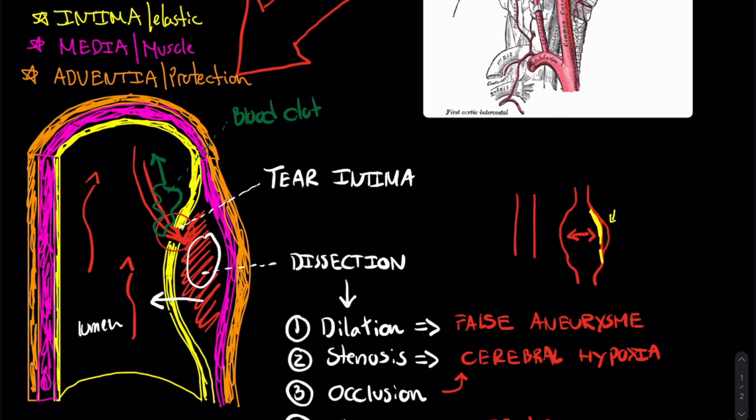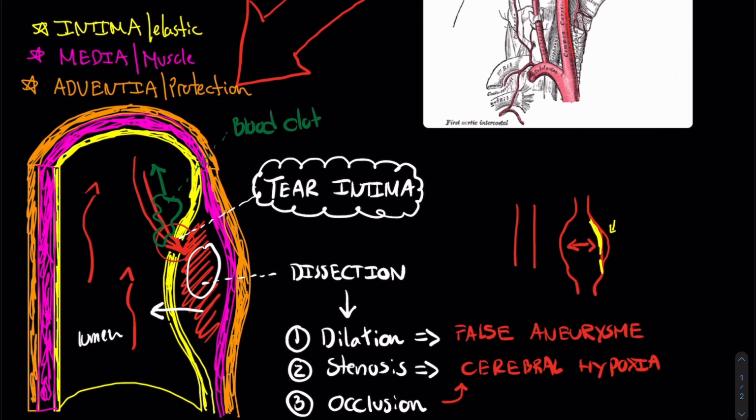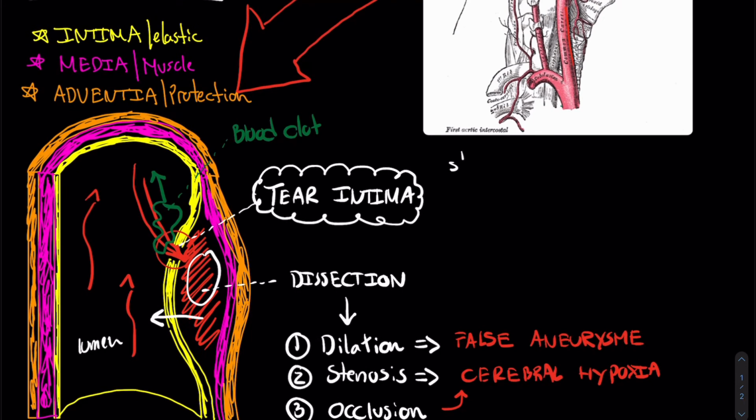Now, why is it that there is a tear in the intima in the first place? What is this all about? Well, the main causes are structural weakness of the vessel walls. Again, not very specific, but what can cause this weakness, right? There are a few congenital conditions that can naturally just decrease the strength of the walls.